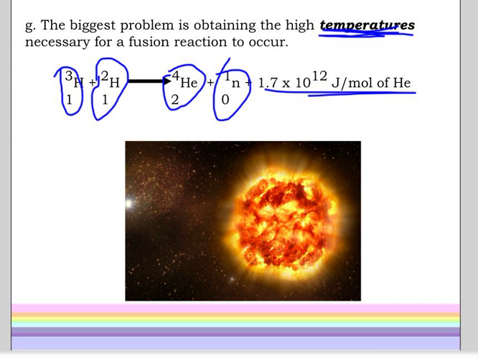This helium is completely normal. This neutron is completely normal. They're not radioactive. They're not dangerous. And we get lots of energy. So if we could do it, it would be really beneficial for us. But at this time, it just doesn't really work for us.